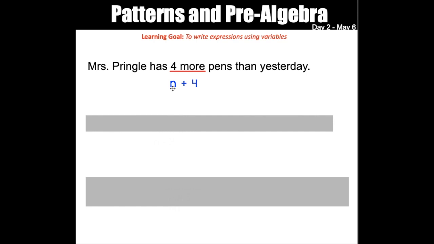I could have started with 10 pens yesterday. I could have started with 40 pens. I could have had 3 pens. I could have had no pens. But the operation is to 4 more, to add 4. I have 4 more than yesterday, so I could have started with 10. If I started with 10, now I'd have 14. If I started with none, now I would have just 4. Let's look at another example together.